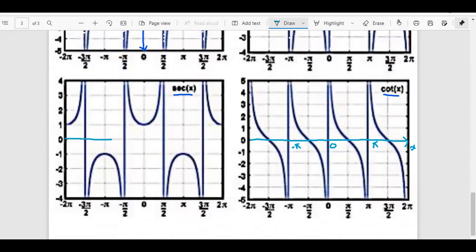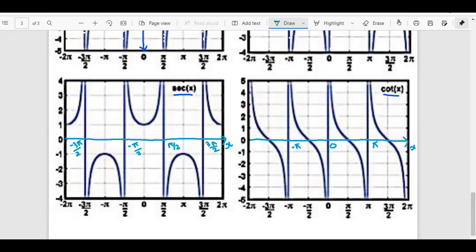Now, this time around, I want you to tell me on which points exactly the graph is breaking. 3 pi by 2, pi by 2, minus pi by 2, and minus 3 pi by 2. Very good. Okay, so this is what we see. That is perfect. Now, we need to write this down properly, right?